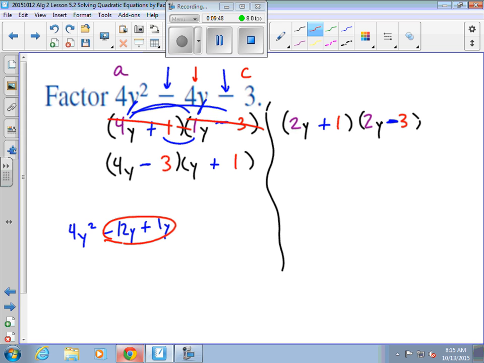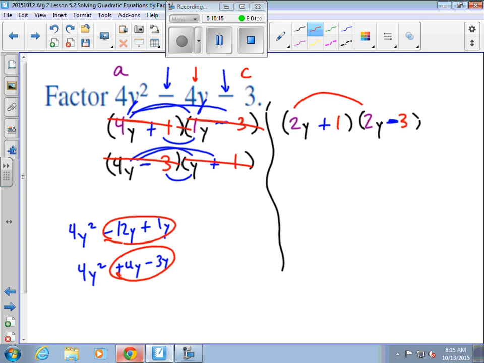Let's do the same with the one right below it, just to show why it works or it doesn't. 4y squared plus 4y minus 3y. Again, let's evaluate it at that point. 4y minus 3y is how many y's? 1y. This one doesn't work either. Let's do the other one.